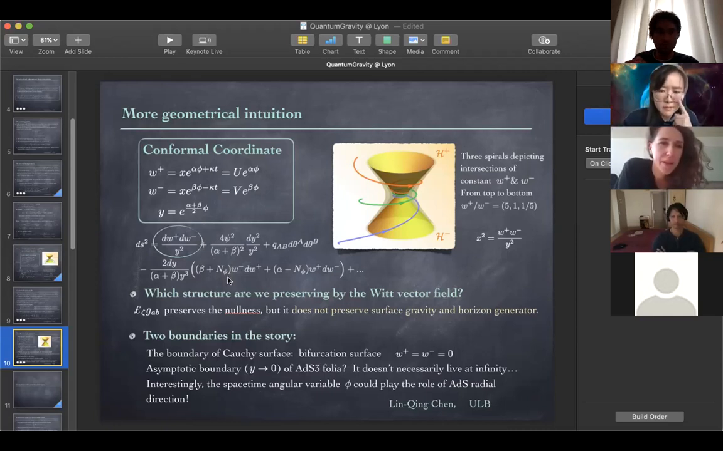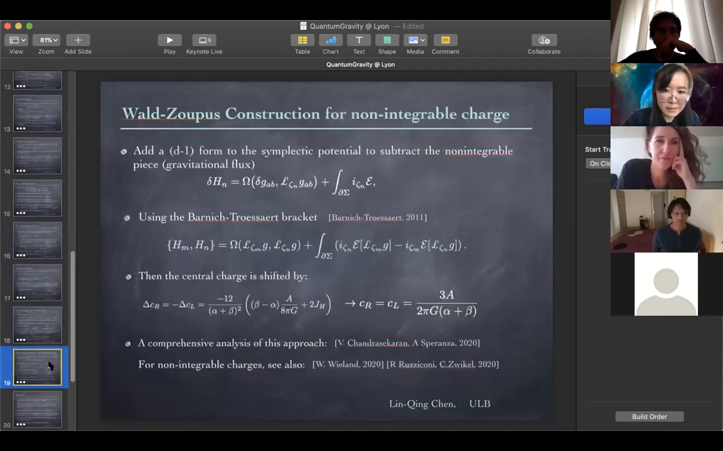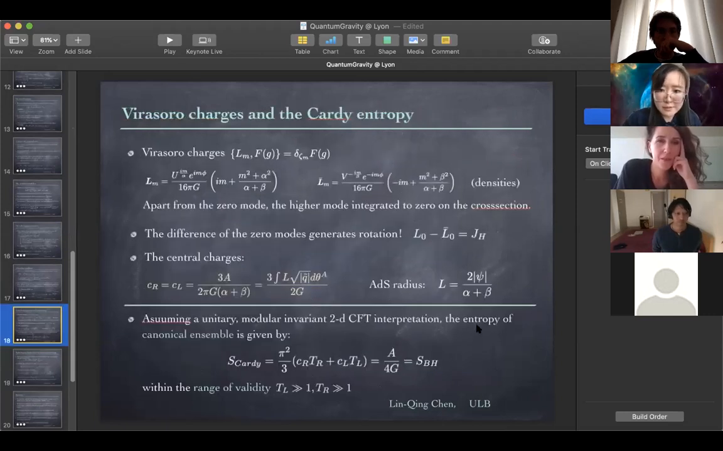And you see, if I take different alpha, beta, different coordinates, is it right to say I get a different central charge at the end? Yes, so the central charge is inversely proportional to alpha plus beta, because the AdS radius is inversely proportional to it. So with different alpha, beta, you are just rescaling the AdS radius, and the central charge gets rescaled correspondingly.